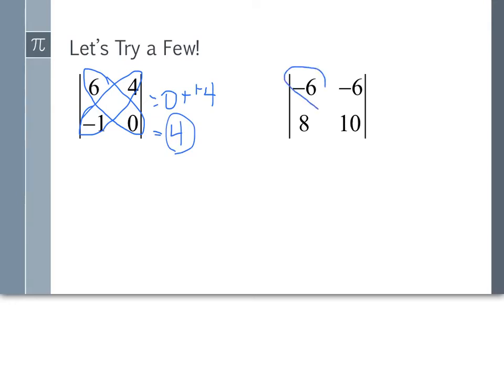We'll do the one on the right here. So we cross multiply the left diagonal. Negative 6 times 10 is negative 60. We multiply across the right diagonal. Negative 6 times negative 8 is negative 48. Subtract those two. Negative 12 is my determinant. At this point, pause the video and try a couple of the second order determinants that are on your note sheet.